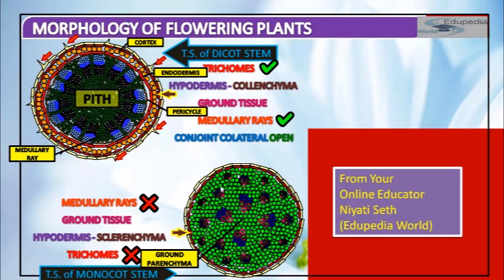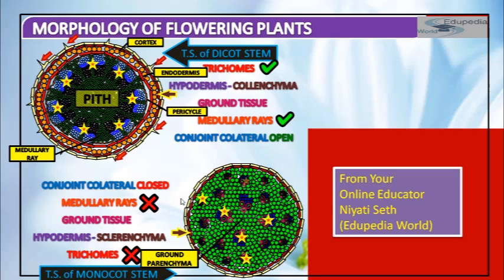In dicot stem, vascular bundles are of which type? Conjoined collateral open type, students. See, this is how it is in conjoined collateral open. And in case of monocot stem, vascular bundles are of conjoined collateral closed type.